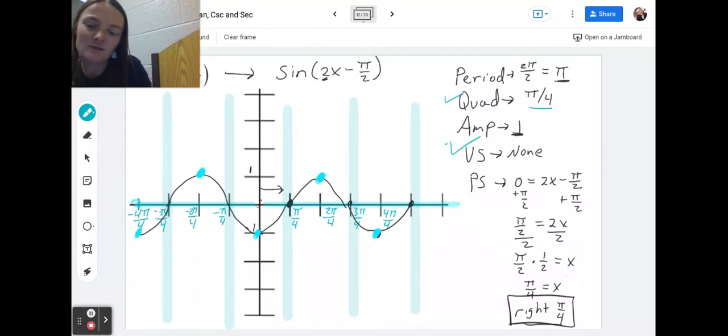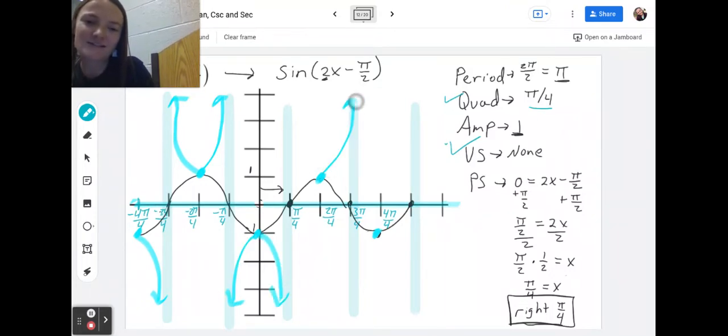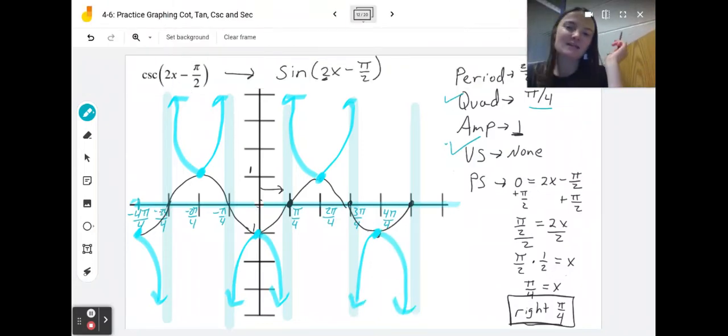And then all we need to do is create those U-shapes that follow the asymptotes. We should get a graph that looks something like this. And this is the graph of cosecant of 2x minus pi over 2. Okay, so let's go ahead and move on to the next question type.